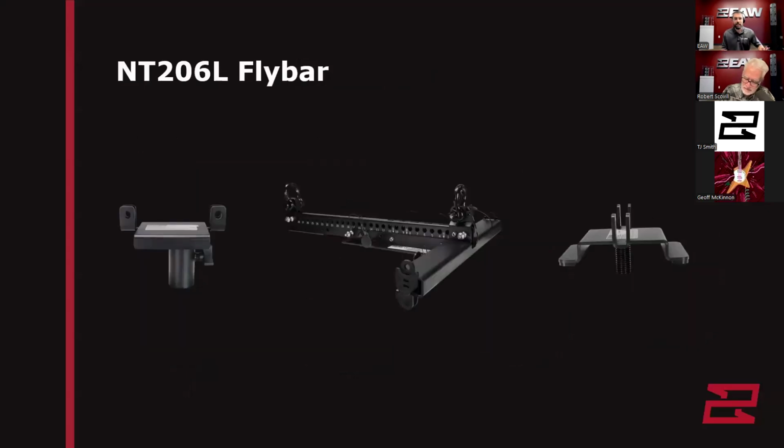And just to reiterate, when you order the flybar, you get all of the items you see here. These are all shipped in the container. So you get the stinger, the pole mount, and the ground stack adapter. So when you order this part with your NT206s, you're able to accomplish all of those deployments that we just covered.